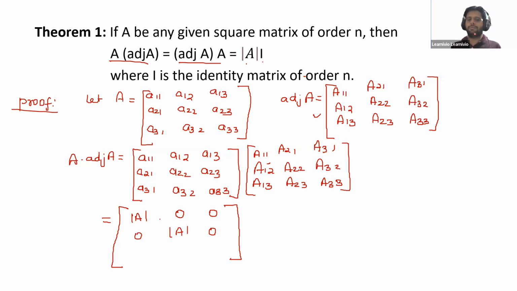Now these are the elements of the second row, and these are the cofactors of the second row. So this will give us the determinant as per the first property. Similarly, these are the elements of the second row, and these are the cofactors of the third row. So this will give us 0.